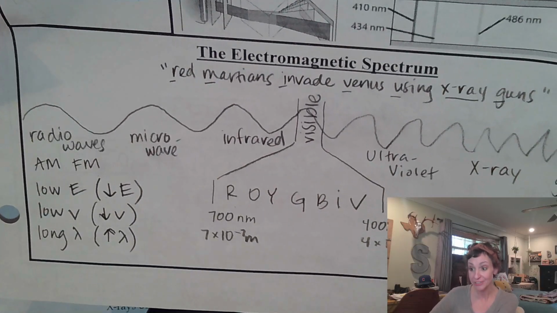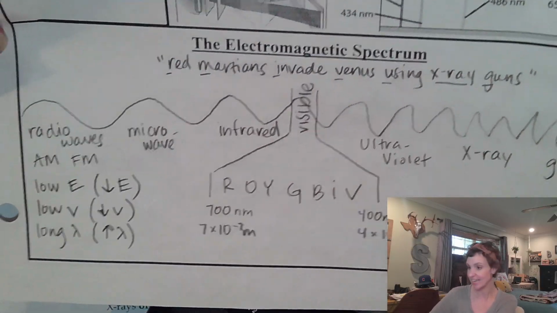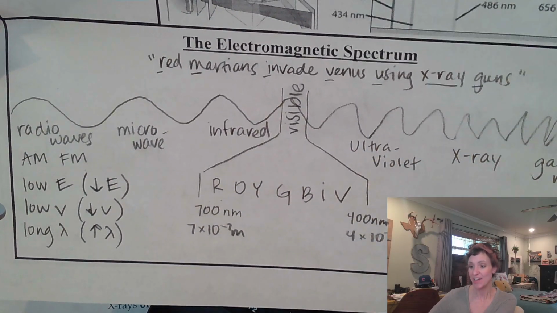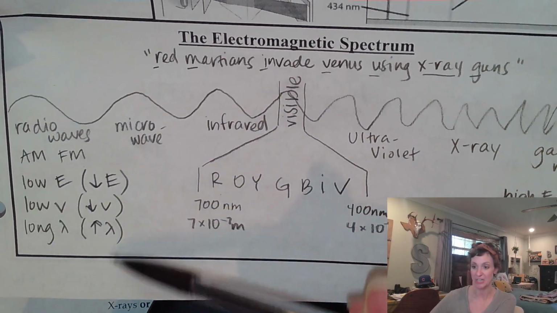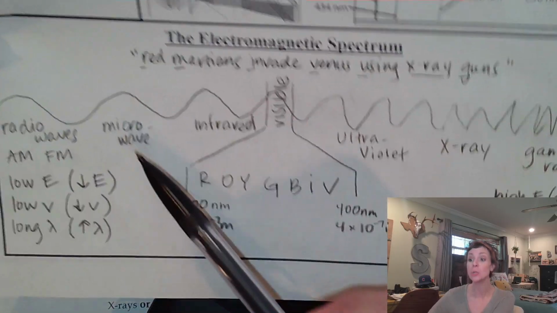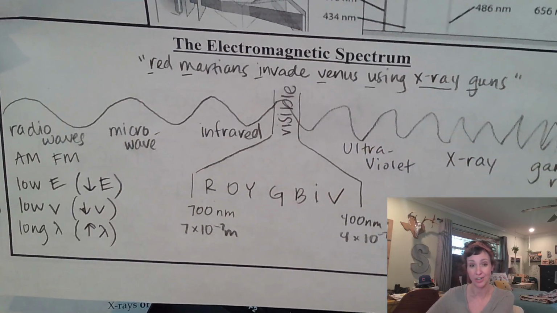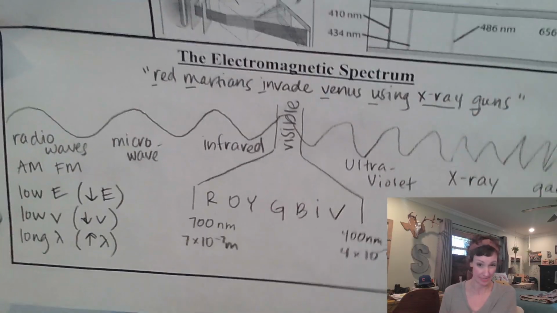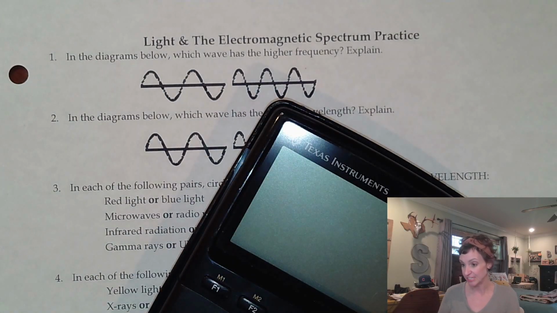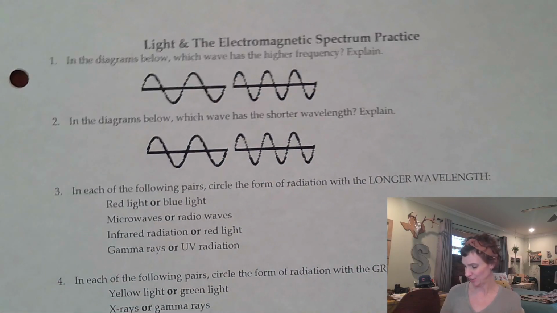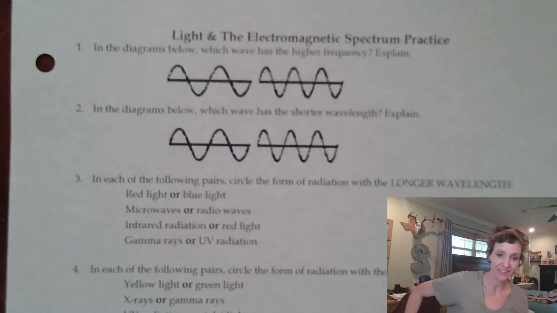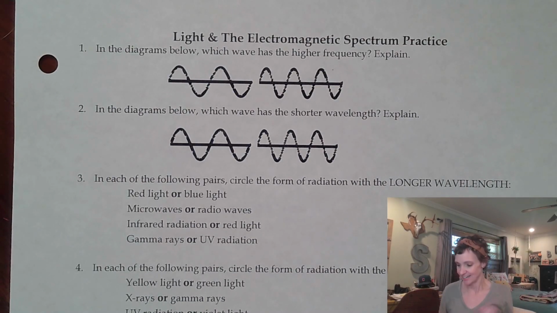So eventually you'll need to have this memorized, which once again, if you just remember red Martians invade Venus using X-ray guns, and if you know the relationships between energy, wavelength, and frequency, and honestly, if you can just visualize how the wave starts to look, it should hopefully make things a little bit easier as you navigate through these questions. In fact, the first page, you don't even need your calculator for. You just have to have an understanding of the electromagnetic spectrum. Okay, so let's get started because I'm super excited.